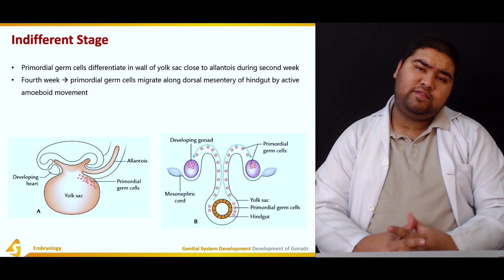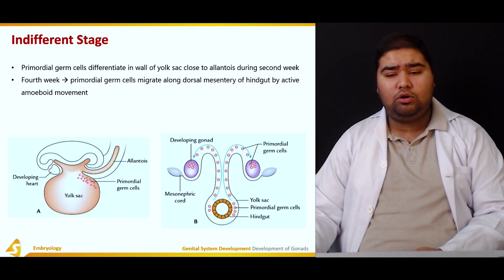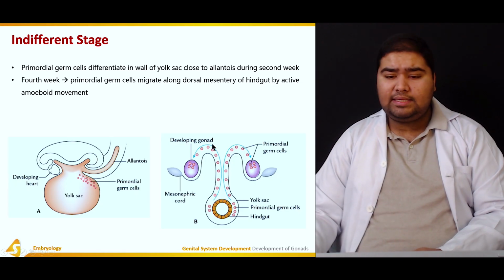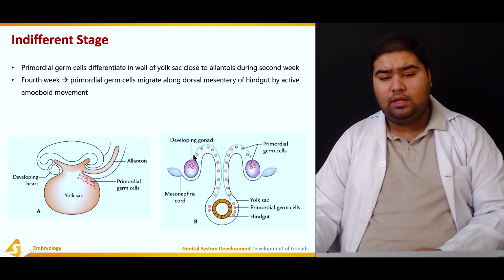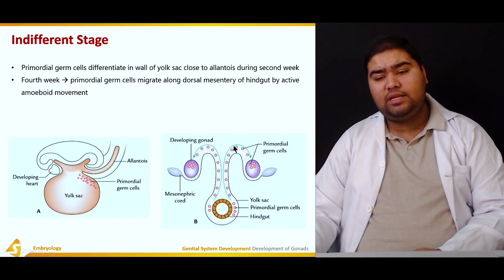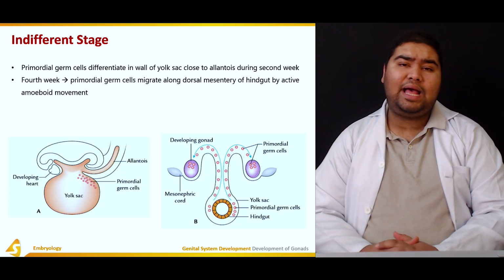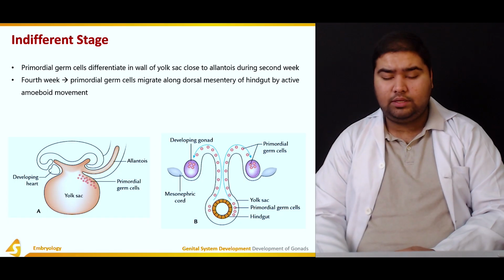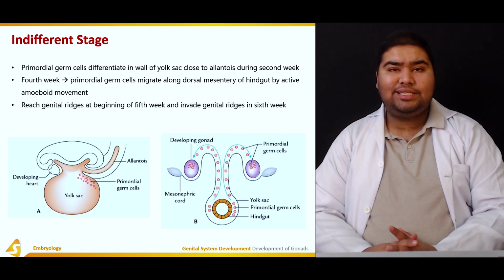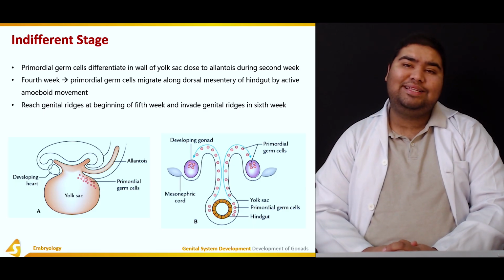Now the fourth week of development starts. Now these primordial germ cells migrate along the dorsal mesentery. These are the migrating primordial germ cells. These are migrating along the dorsal mesentery. This is the hindgut. So they migrate along the dorsal mesentery of the hindgut on both sides, and this is by active amoeboid movement. So they reach the genital ridges at the beginning of the 5th week and invade the ridge at the 6th week.